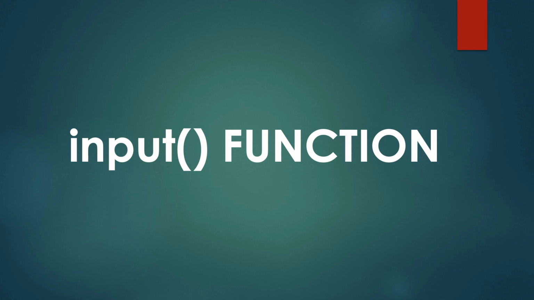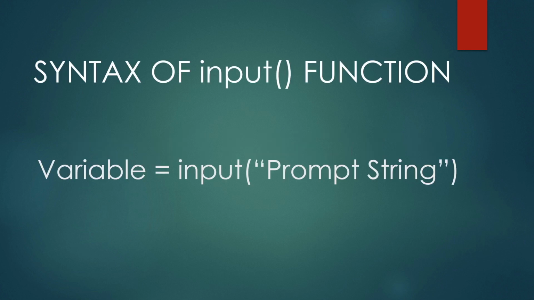Next we are going to work with input functions. As I said earlier, this helps us to enter the data at runtime, which means in the output screen it accepts the data we give. The general syntax of the input function is variable equal to input, within the double quotes a prompt string. Here the prompt string is nothing but the message to be displayed on the output screen to the user before accepting the data. Let us see some examples using input functions.